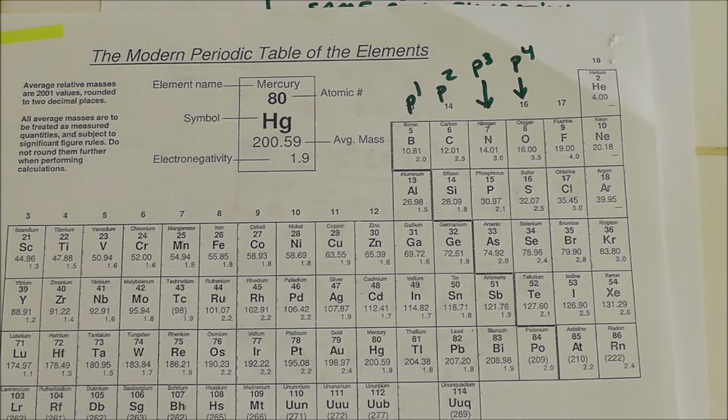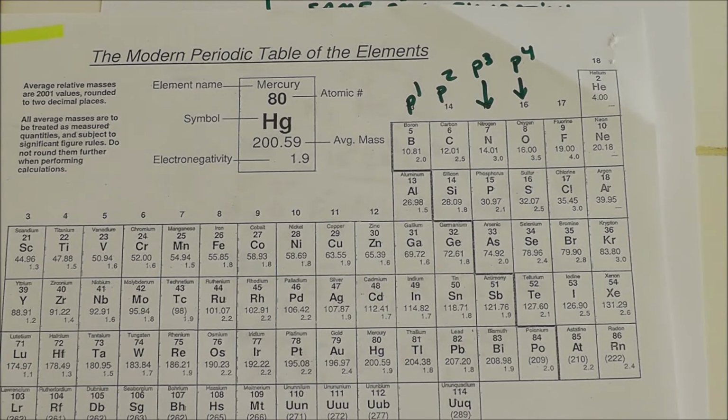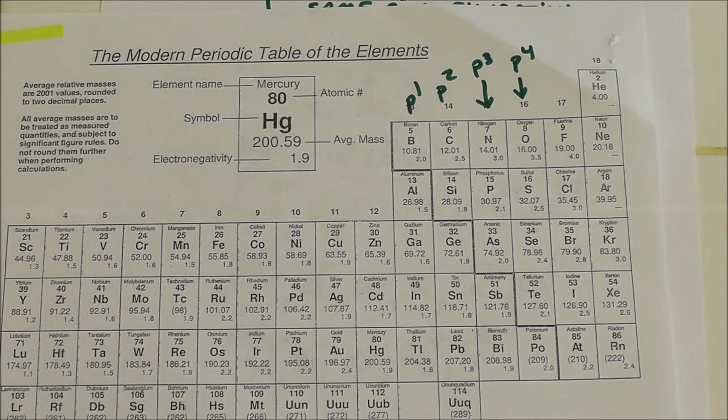Try some. Remember, you've got the periodic table with every single one in it. See if you can throw darts at the periodic table and recreate the electron configurations. Now, let's talk about atomic size next.